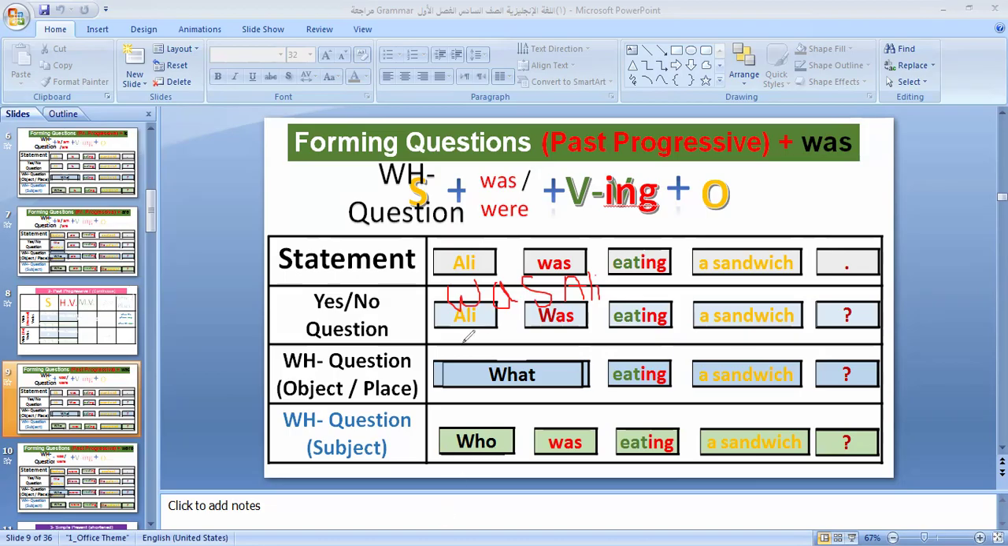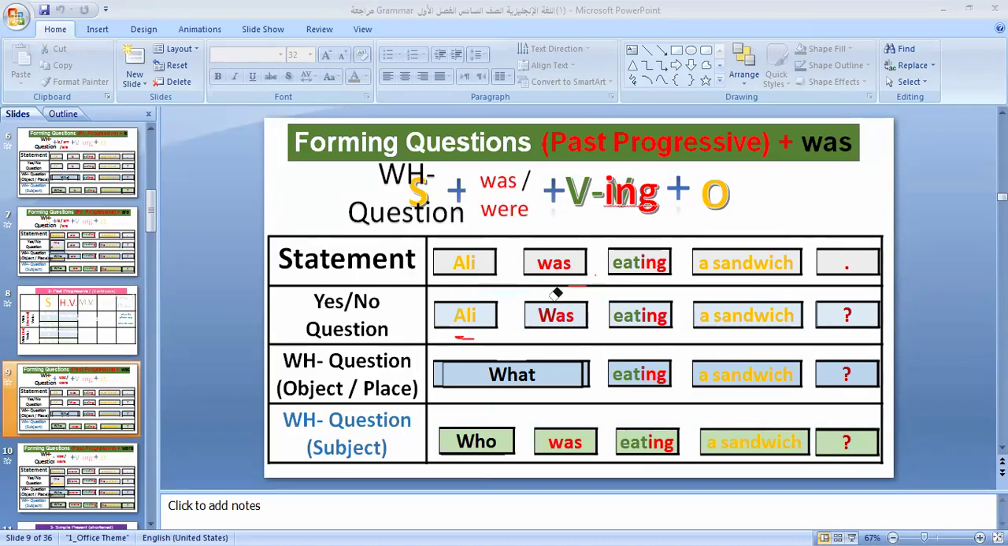Here we say, when we ask about Ali, what is the question keyword that I use? I use who. Who was eating a sandwich? And I put a question mark at the end of the sentence. Don't forget to put the question mark at the end of the sentence.